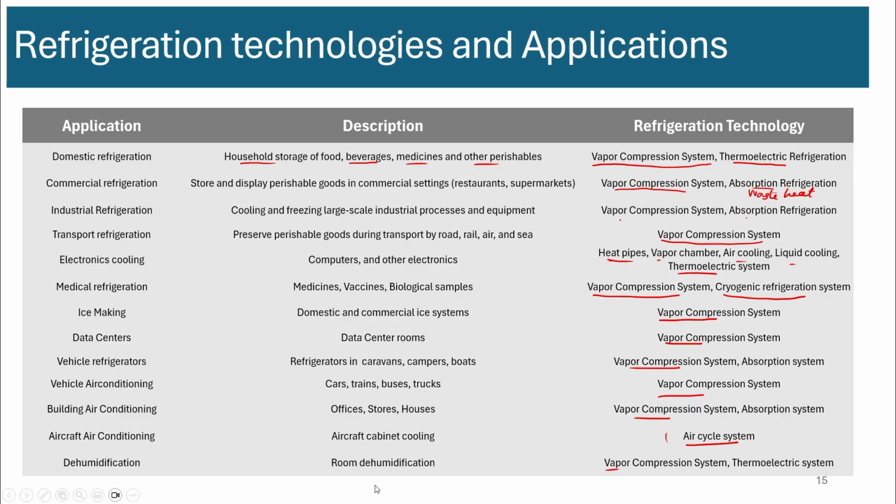You might have also seen dehumidifying devices that are not exactly for cooling, but to condition your air to remove moisture from the air. Again, primarily vapor compression systems. There are some thermoelectric systems also available in the market.